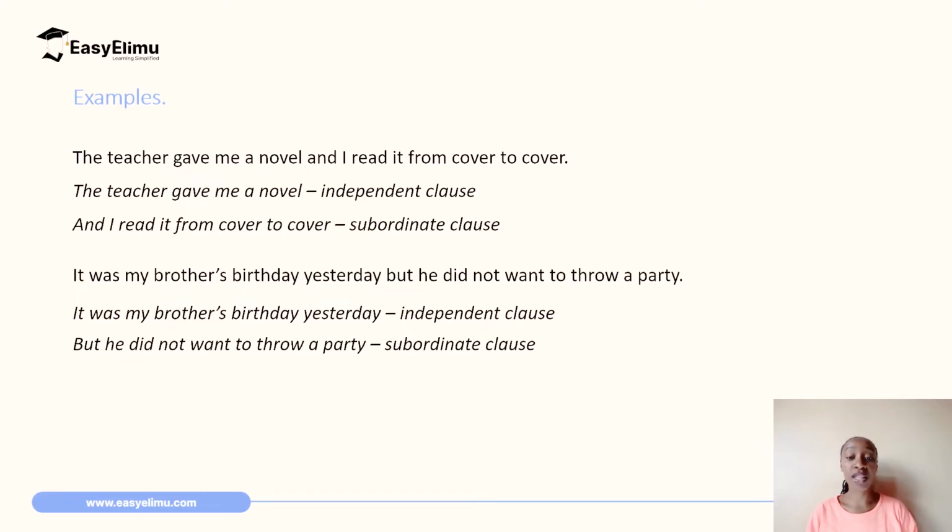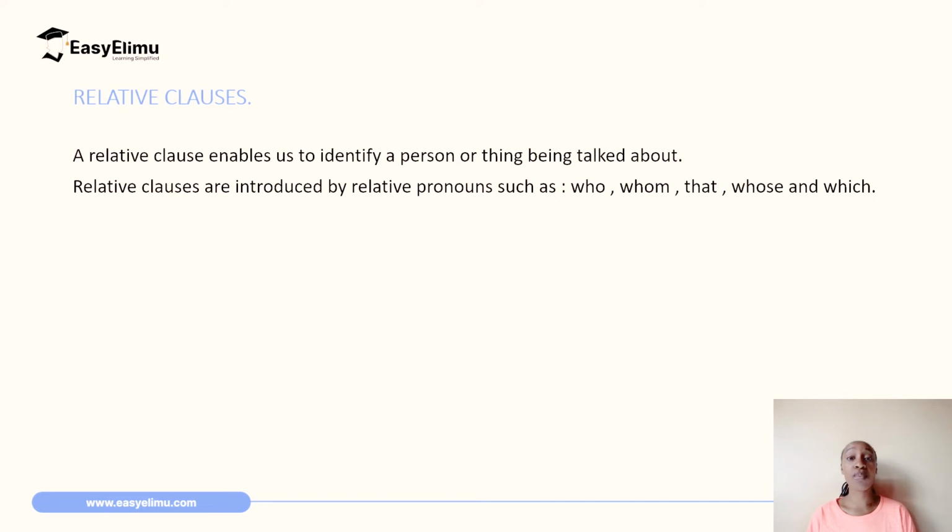It was my brother's birthday yesterday, but he did not want to throw a party. The independent clause in that sentence is, it was my brother's birthday yesterday. And the subordinate clause is, but he did not want to throw a party. So I hope you now remember what a clause is and you're able to identify a clause in a sentence. Let us now move to relative clauses, which is our topic for today.